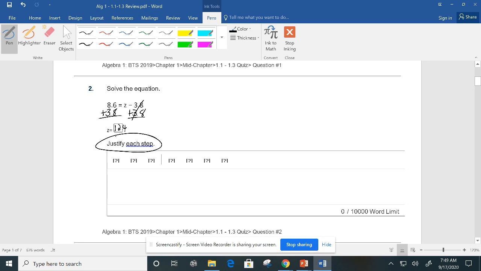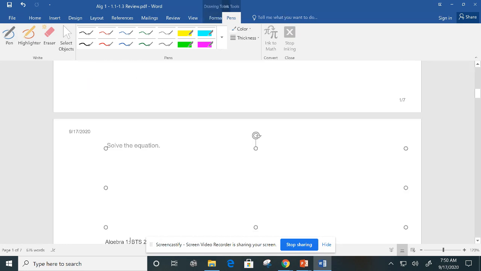When it says justify each step, guys, you just have to explain in words what you're doing. So why did I add 3.8 to both sides? I used the inverse operation of addition to get rid of subtraction. And then I went ahead and added the 3.8. So just make sure if it says justify each step, some of you aren't completing what that means. That means just explain what you're doing step by step.